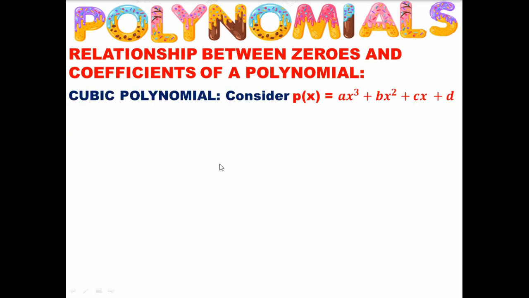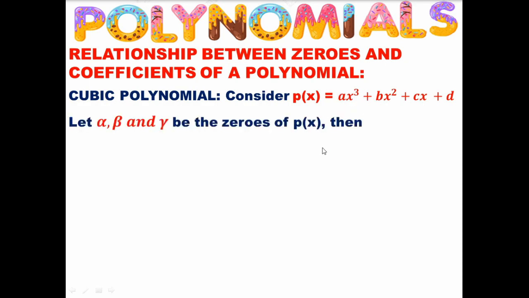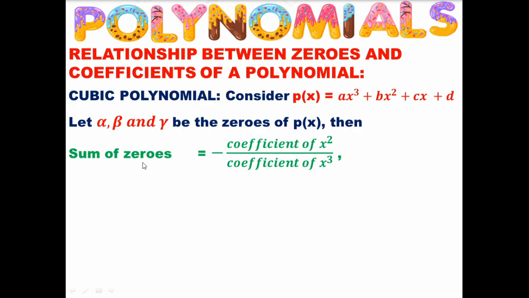Similarly, we can see the relationship between the zeros and coefficients of a cubic polynomial. Consider the cubic polynomial p of x equal ax cube plus bx square plus cx plus d. Since it is a polynomial of degree 3, we have 3 zeros. Let them be alpha, beta and gamma. Now, as usual, sum of zeros equals minus coefficient of x square by coefficient of x cube. So, sum of zeros means alpha plus beta plus gamma equal to minus coefficient of x square, which is b, and coefficient of x cube is a. Therefore, I get alpha plus beta plus gamma equal minus b by a as the first relation.